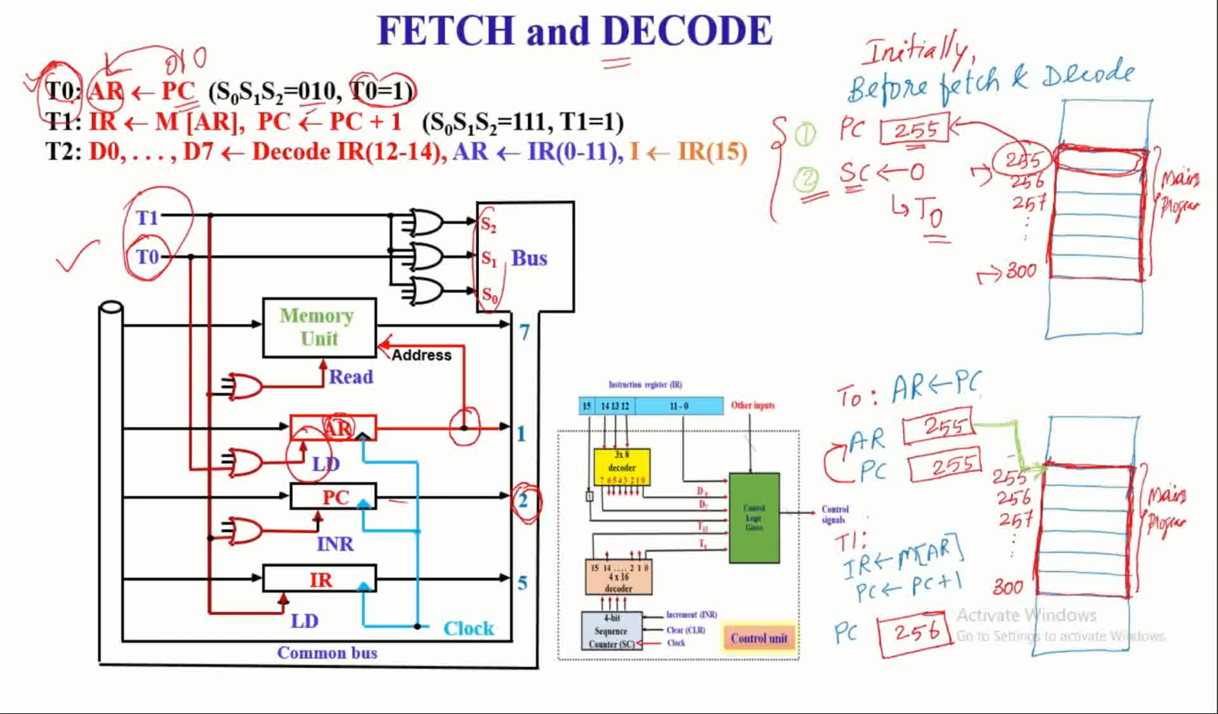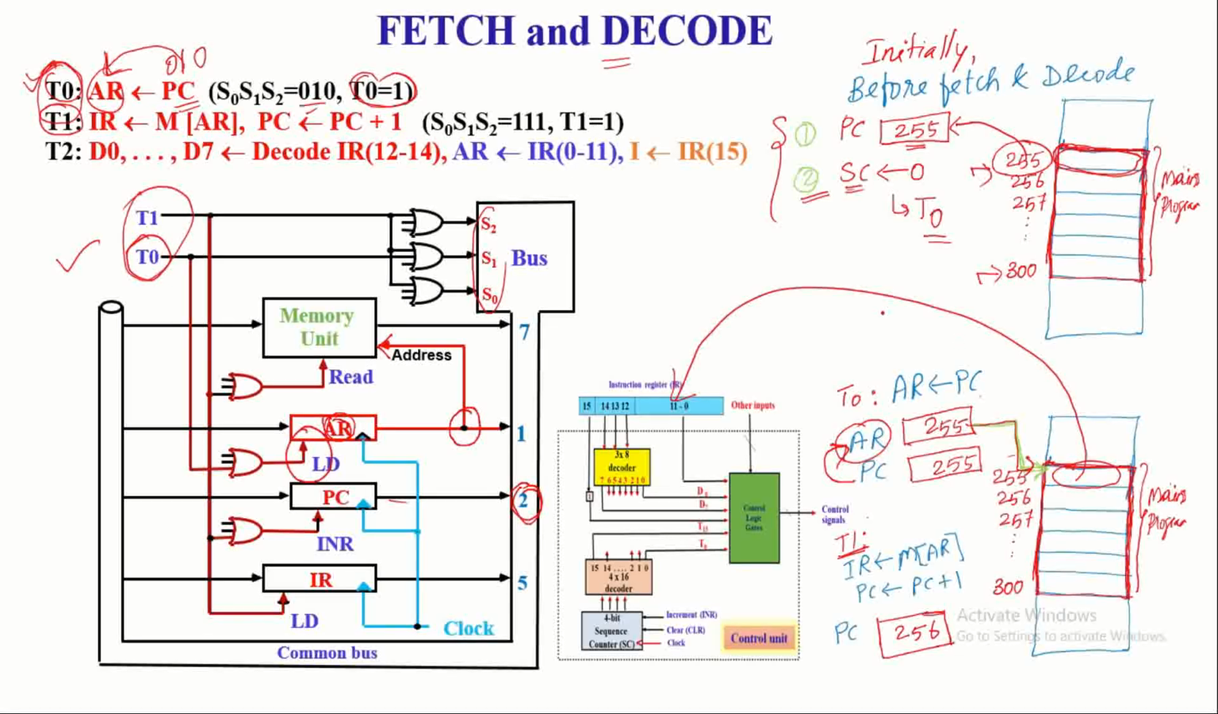Okay, so after transferring the address of the instruction from program counter to address register, now the next clock cycle will be activated, right? So during that time, what micro operation needs to be done? Let us discuss now. When timing signal T1 is active, right now the address register is holding the address of the first instruction because it was transferred from program counter, right? So now it is holding 255. So from this particular address, the instruction can be read and loaded into the instruction register.